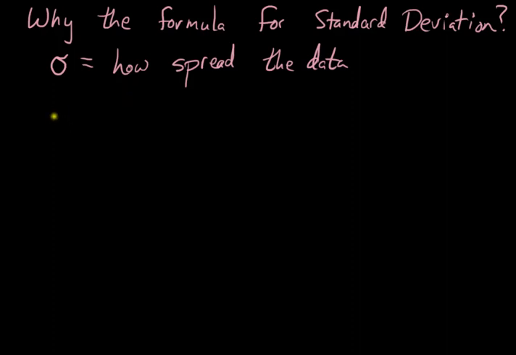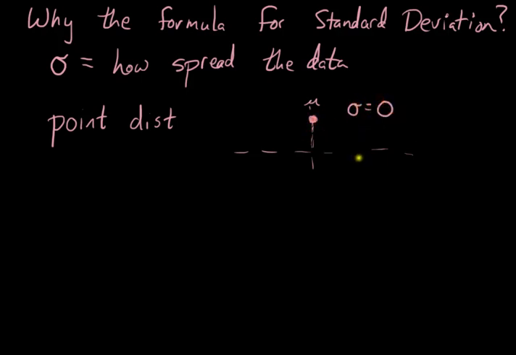So let's start with the most simple thing in the world, a point distribution. So all of your data is equal to the mean. Here's the mean, and we have all these data points, and they're all equal to the mean. Intuitively, it's clear that if we're measuring how spread out something is, this distribution is not spread out at all. So whatever standard deviation is going to be, the standard deviation of a point distribution had better be 0.